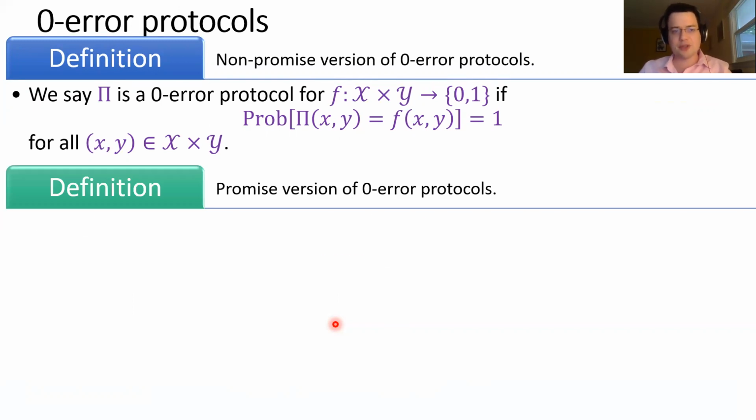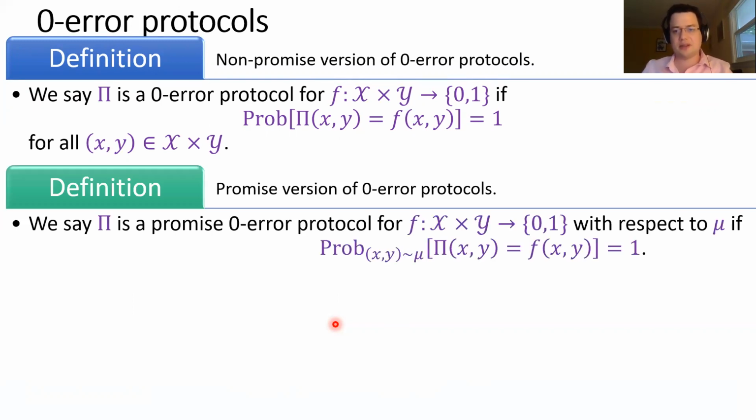There's a promise version of that, which says that if there is a distribution mu and mu puts mass 0 on something, then you are allowed to make mistakes there. So that's a promise version of zero-error protocols. Under the no-promise version, this protocol has to be correct even on inputs that never appear under mu.